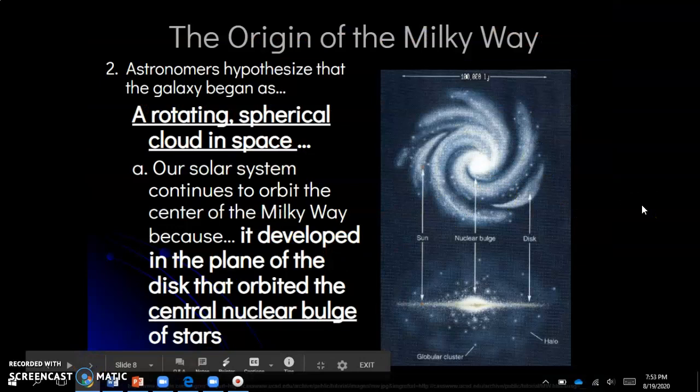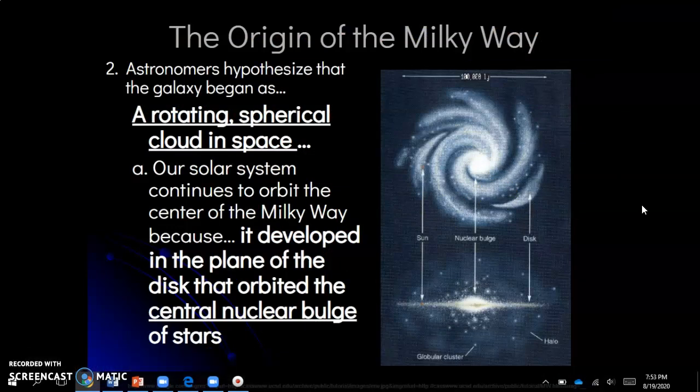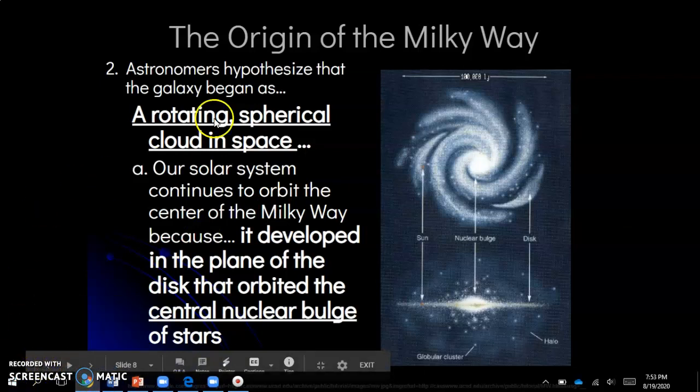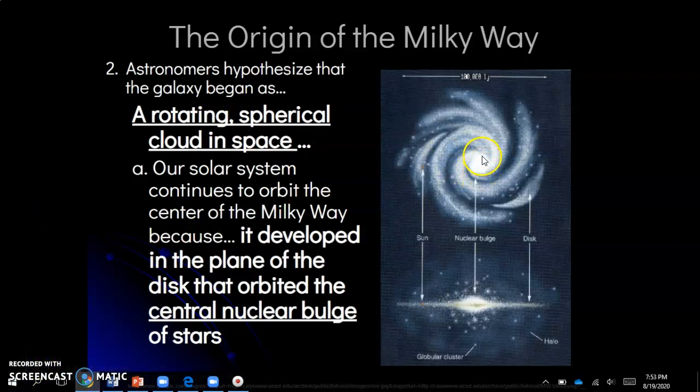Our Milky Way galaxy: astronomers think that the galaxy began as a rotating spherical cloud in space. So think about that last step in your Big Bang Theory. Basically, our Milky Way originated from all of this dust and debris coming into this rotating spherical cloud, okay? And then our solar system continues to orbit the center of the Milky Way, because it developed in the plane of the disk that orbited the central nuclear bulge of stars.